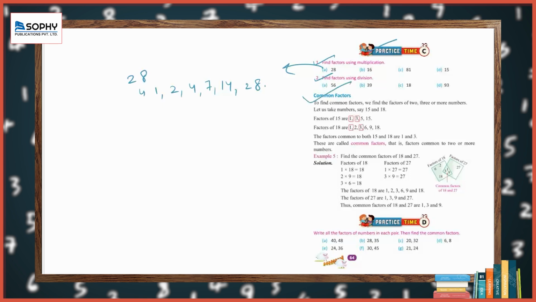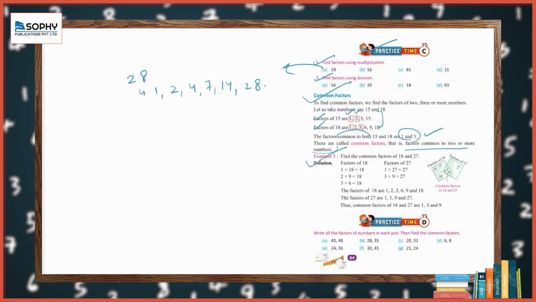Now let's look at the common factors. To find common factors, we find a factor of 2, 3 or more numbers. Let us take a number, say 15 and 18. Here we will find the factors of 15 and 18, students. Here are the factors. Now the factors common to both 15 and 18 are 1, 3. So they are the common factors, as these factors are common to 2 or more numbers.